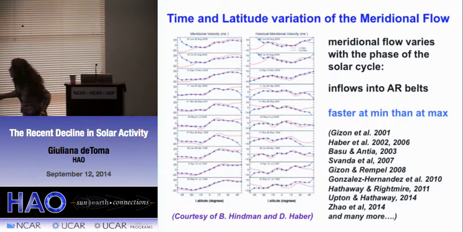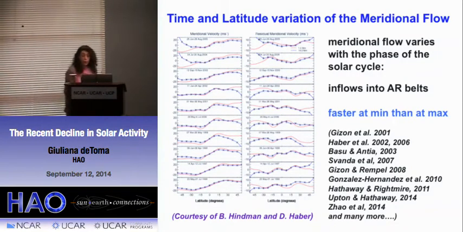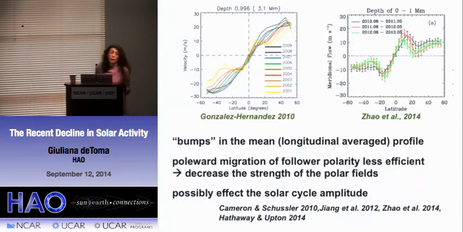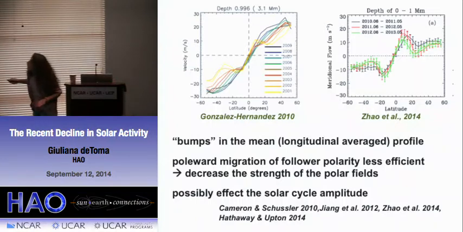This is latitude, and this is the speed of the meridional flow, and this is when you subtract a mean profile. So you see there are these bumps in the flow, which correspond to these inflows towards active regions. And this has been observed during several cycles, and they do change with the location of the active region.